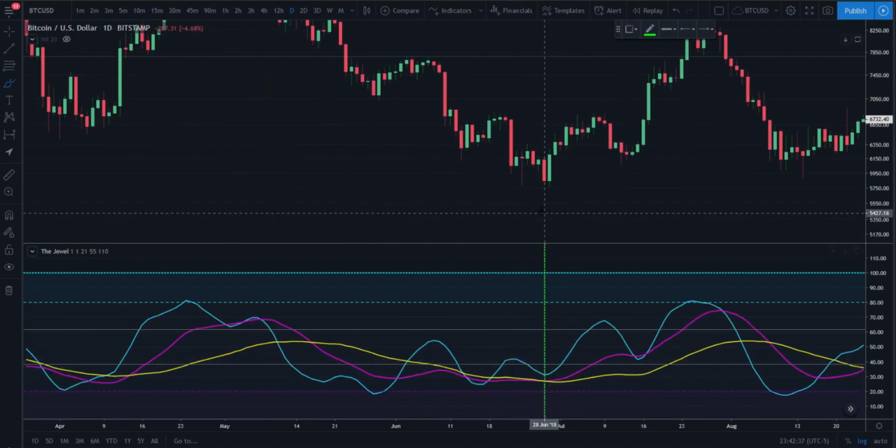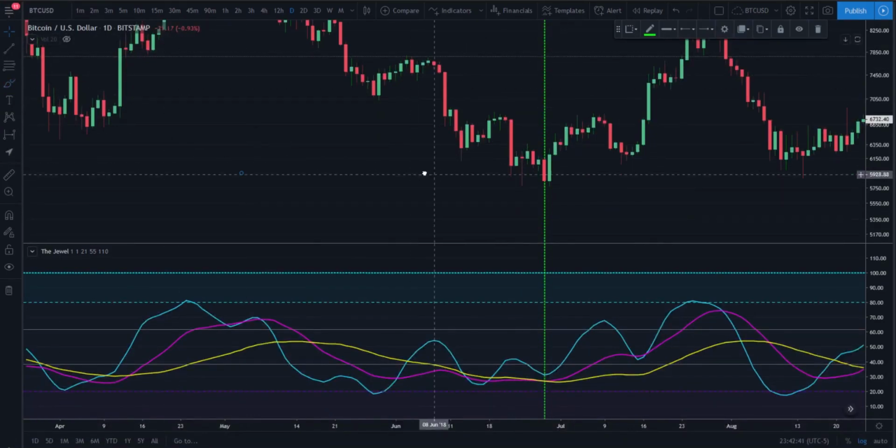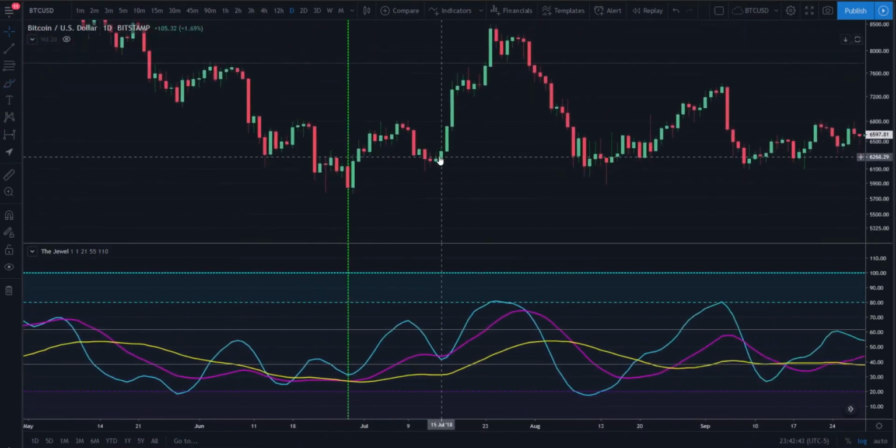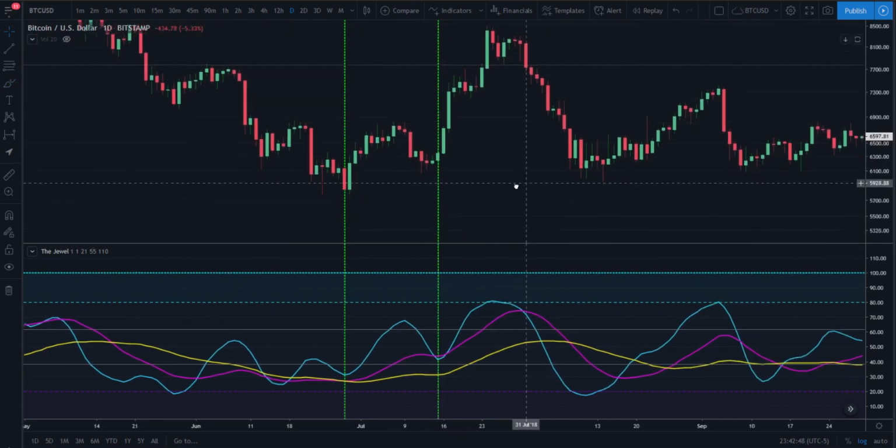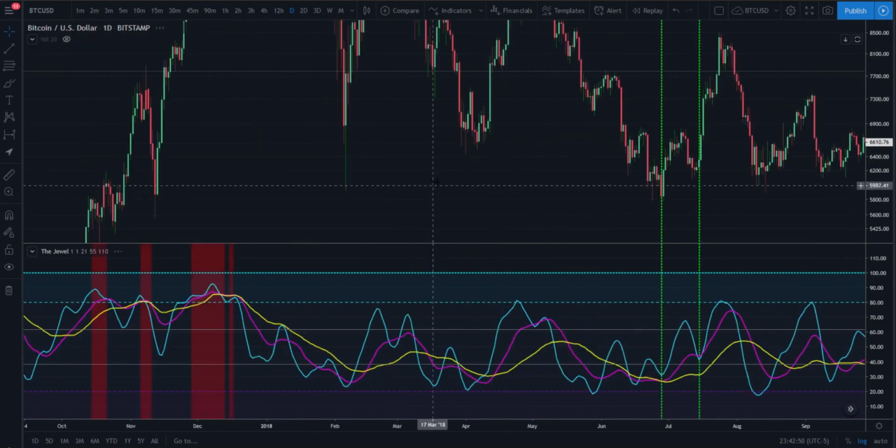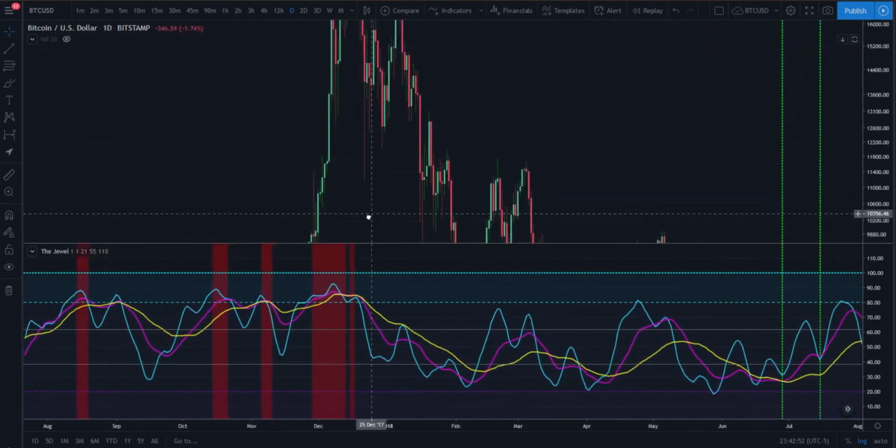Picture perfect entry. This is not what I want to do. And continuation signal. Okay. Now let's see if I can find another one to make it clear again. There you go. Over there.